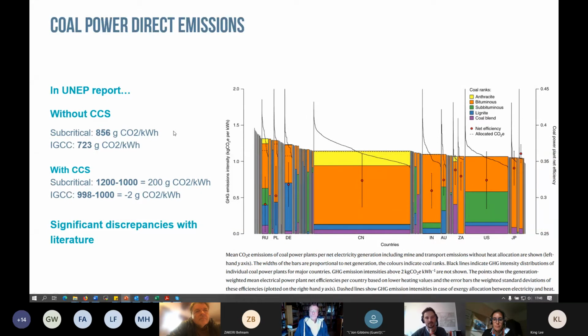And I think it's really low considering newer research on the right, where we show that 1,000 grams of CO2 per kilowatt hour is pretty much reached for all power plants in the world. So I'd like to know whether anyone has a good view of that.